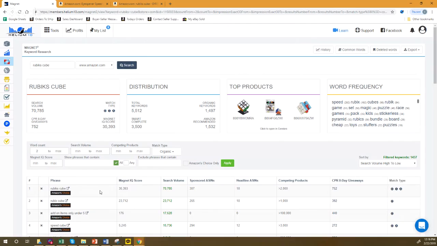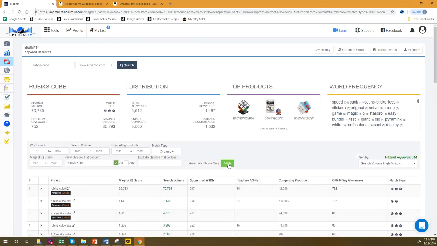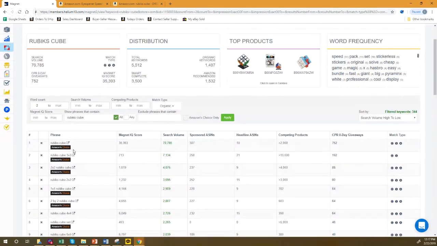So what do I suggest? Well, I suggest looking for keywords that have this as a seed word inside of it. And you can do that with Helium 10. I'm going to do show phrases that contain Rubik's Cube. Let's see how many words have Rubik's Cube in it. And here we go. Now look at this. Now here, these are all words that have Rubik's Cube.